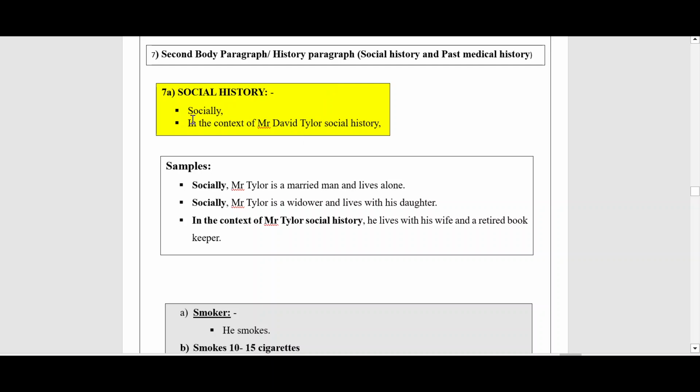In the social history, you should start with the beginning sentence "Socially," or you can start with "In the context of Mr. David Tyler's social history." If you are writing the past medical history, medically, you can write "In the context of" as well. These two are also used in the medical history. So you can choose one for the social history and one for the past medical history, but the writing pattern is that social history should be "socially" and medical history should be "medically." I will show you afterwards anyway.